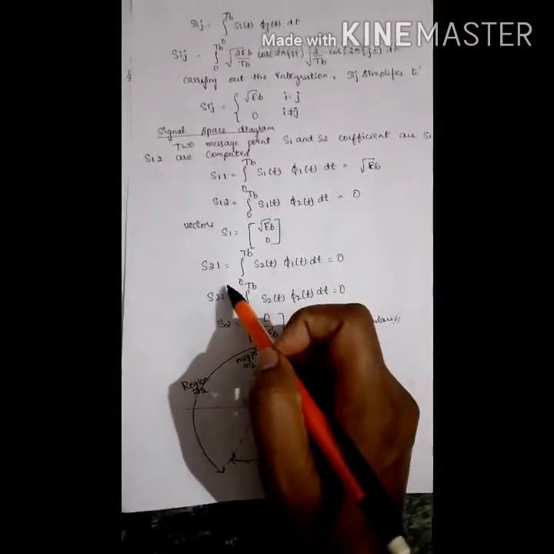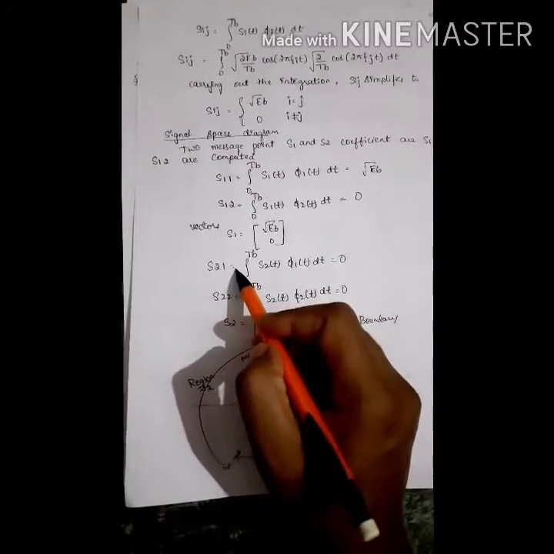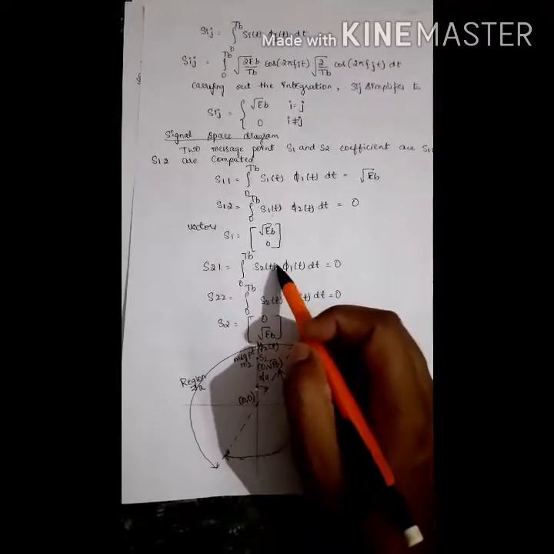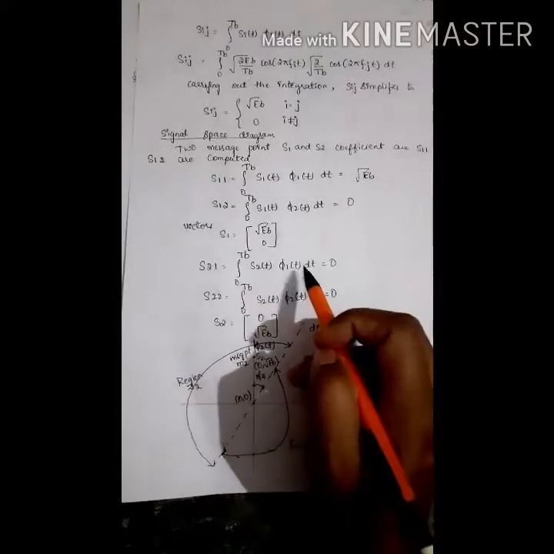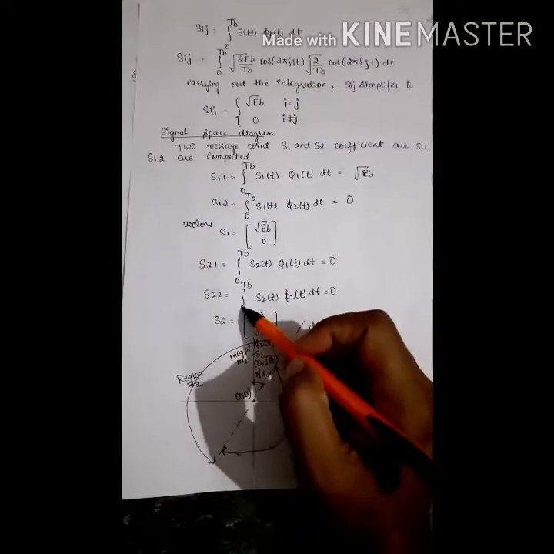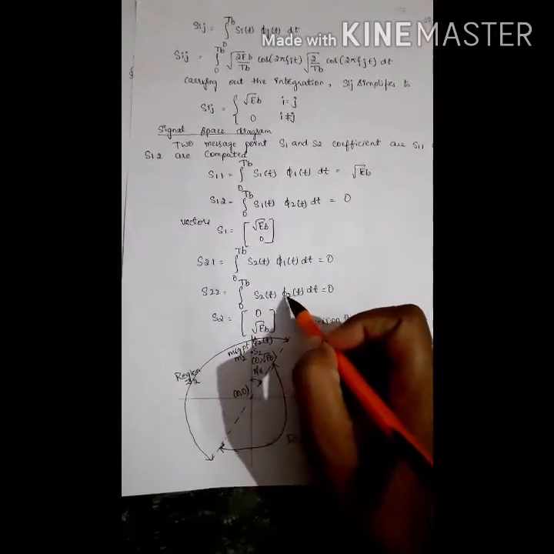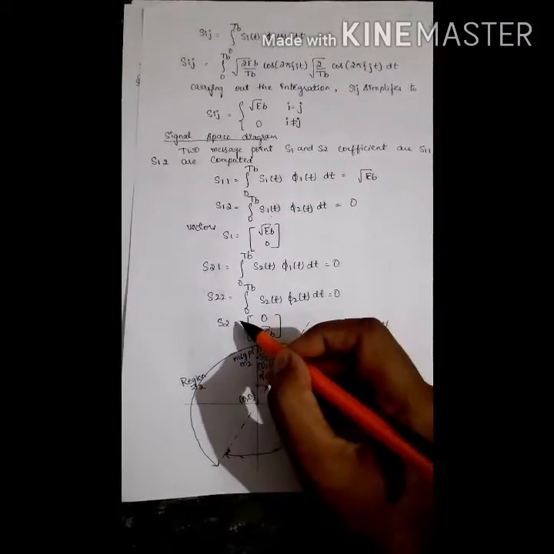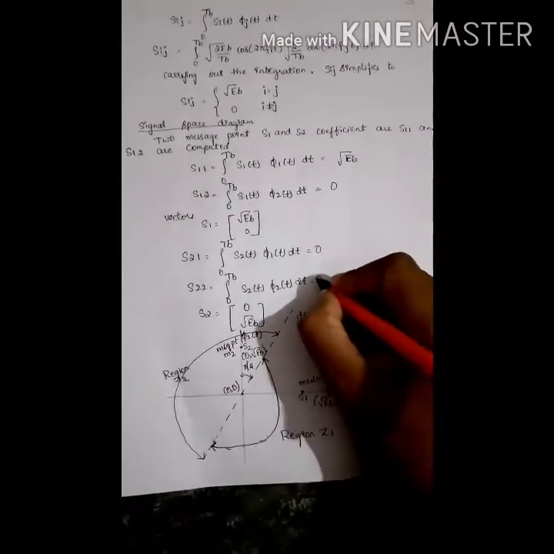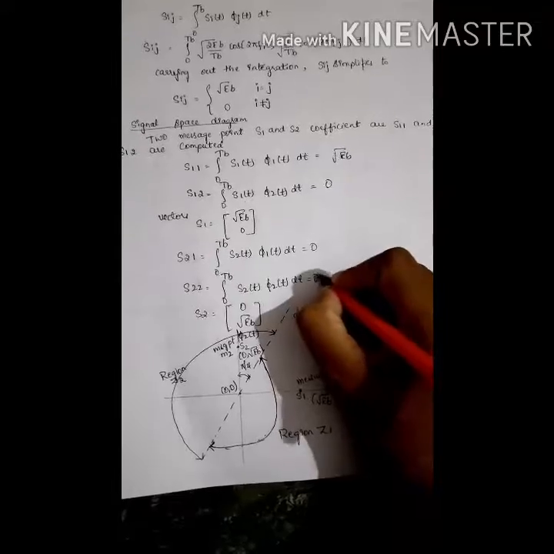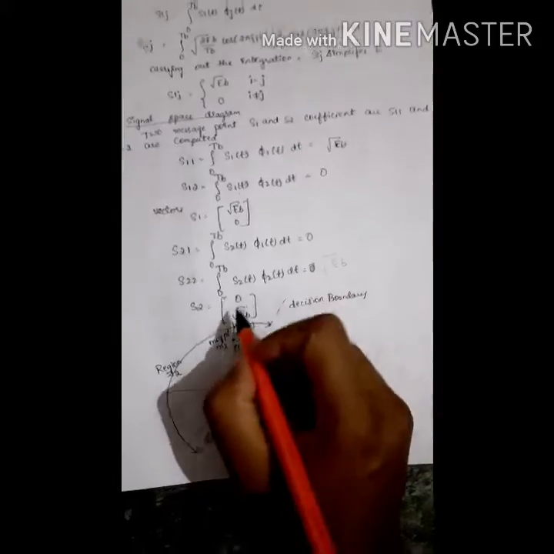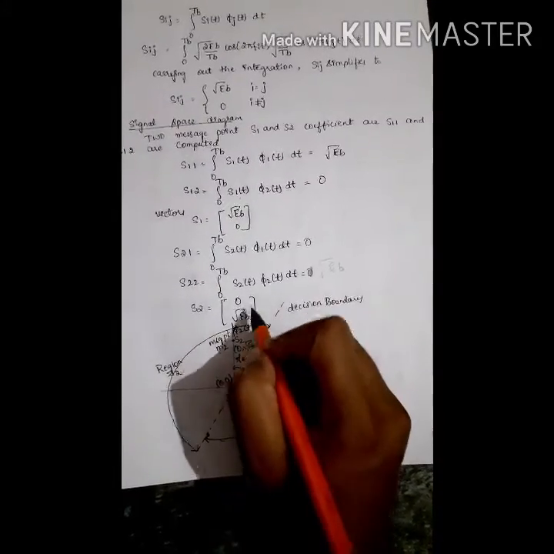So for the next value, S21 is equal to the integral of 0 to TB of S2 of t into phi 1 of t dt, which is equal to 0. And S22 is equal to the integral of 0 to TB of S2 of t into phi 2 of t dt, which is square root of EB. So S2 is equal to 0, square root of EB.